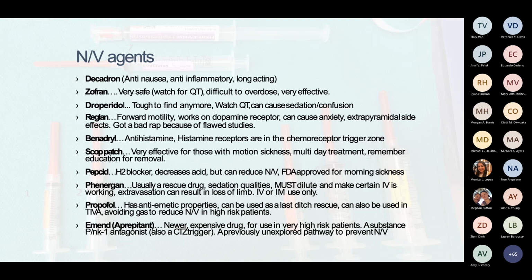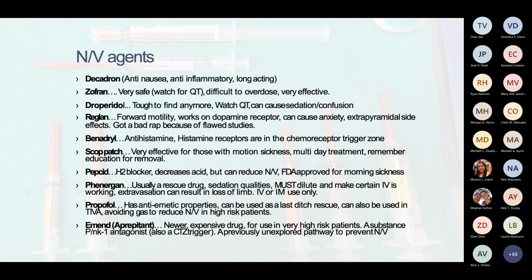Droperidol was really tough to find, and it's now starting to come back into vogue. It's a great antiemetic. It got a bad rap for a while there because of long QT syndrome, which also comes from Zofran. And you can also get a little bit of confusion. So if you've got somebody that's a little bit elderly, you may want to consider avoiding droperidol. It got a black box warning because of that. Zofran actually got a black box warning as well, but we continue to give it.